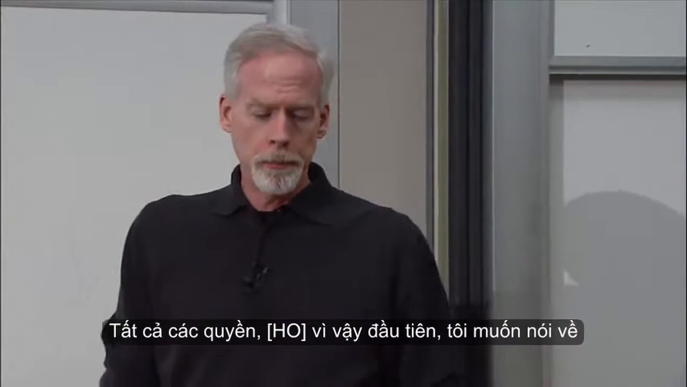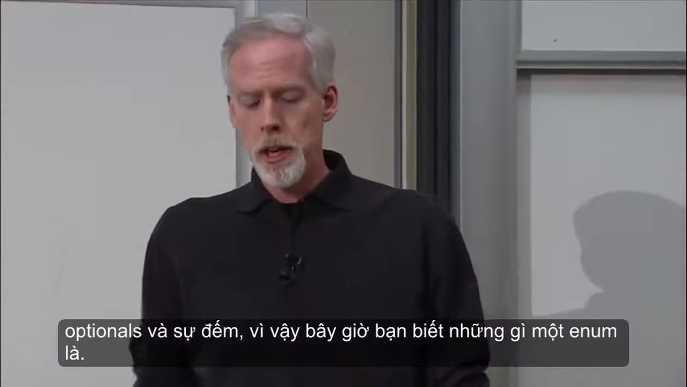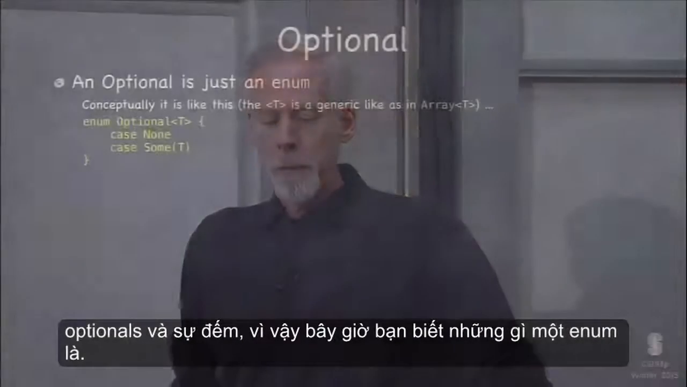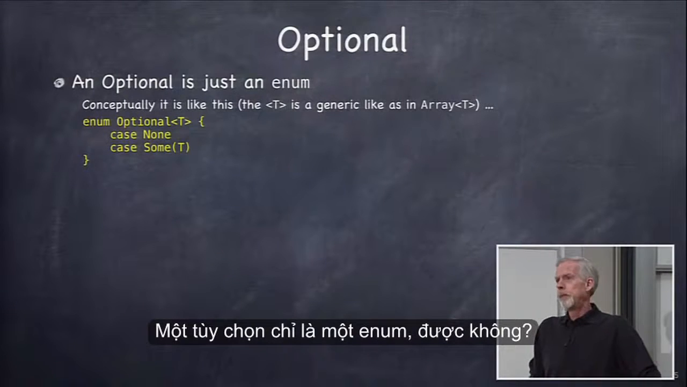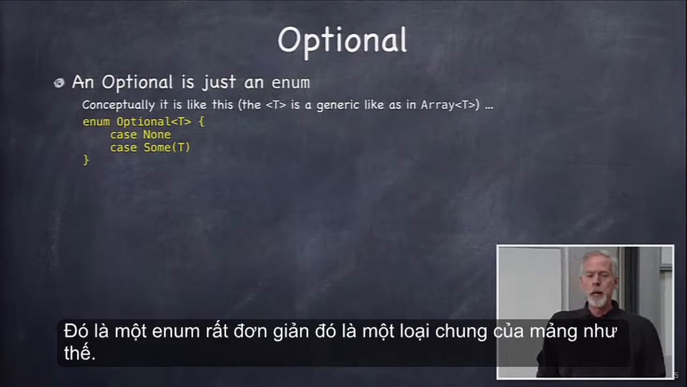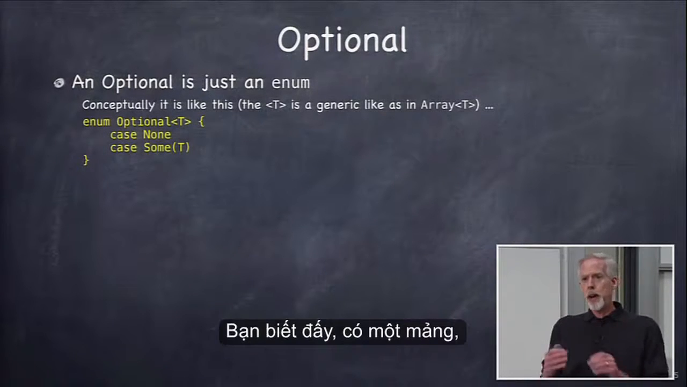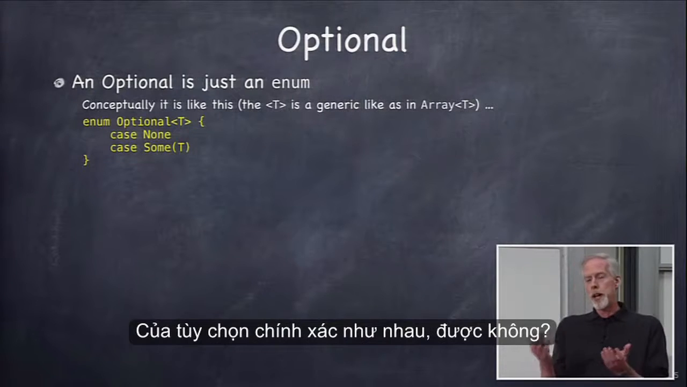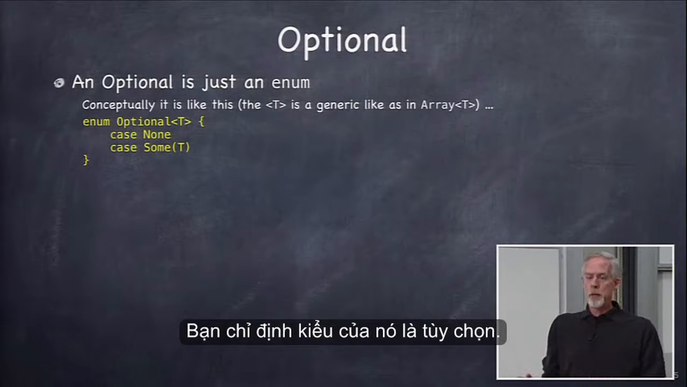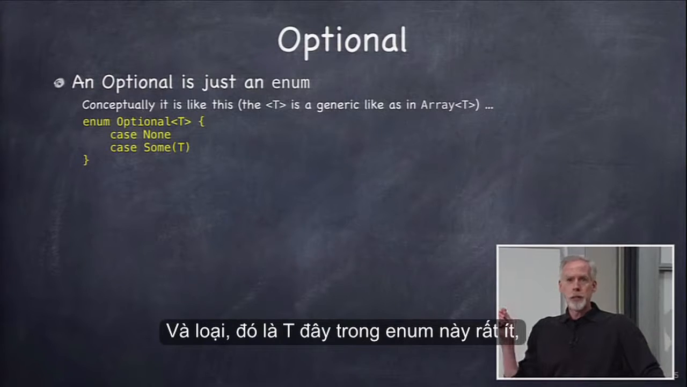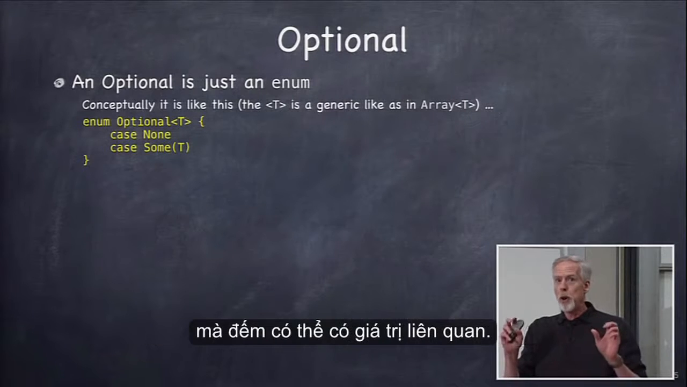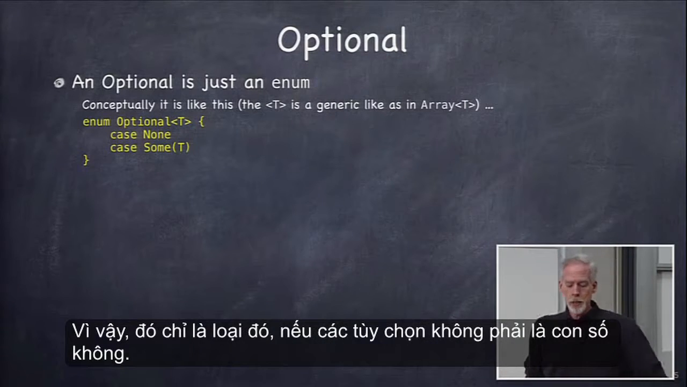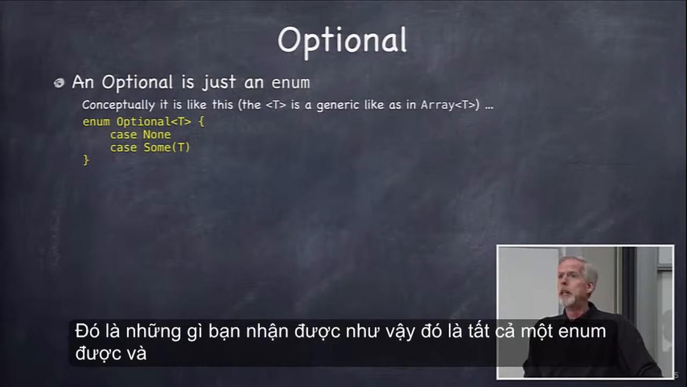All right, so first I want to talk about optionals and enums. So now that you know what an enum is, I can tell you what an optional really is. An optional is just an enum. It's a very simple enum. It's a generic, kind of like array. You know how with an array, you specify the type of thing in it. Optional is exactly the same. It's a generic. You specify the type of optional it is. And that type, which is T here in this little enum, is just the type of the associated value. You know that enums can have associated values. So that's just the type that, if the optional is not nil, that's what you get. So that's all an optional is.